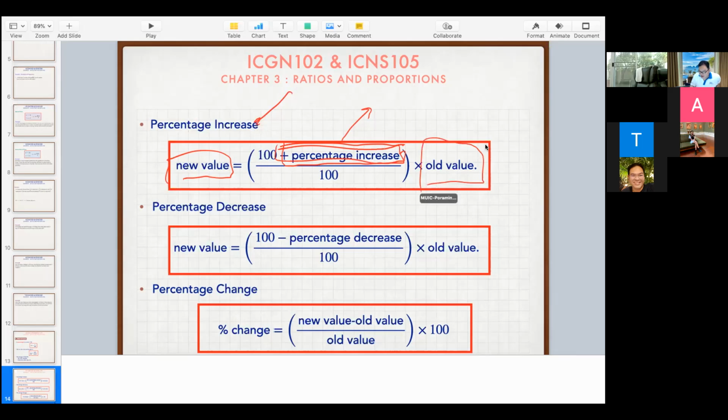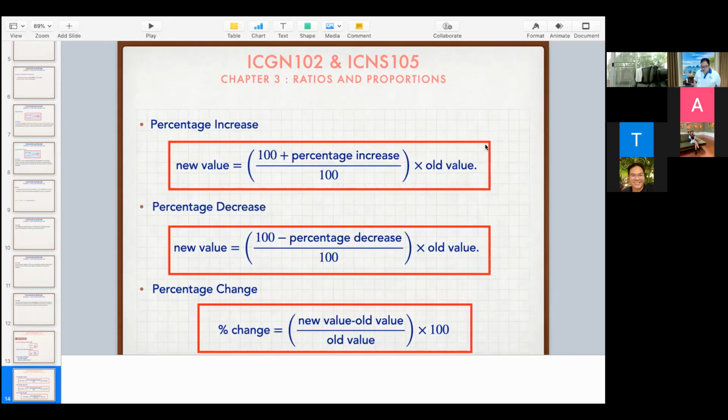Same as percentage decrease. For percentage decrease, the new value equals 100 minus percentage decrease, over 100, multiplied by the old value. While for the percentage change, the percent change equals the new value minus the old value, altogether divided by the old value and then multiplied by 100 to get the percent change.